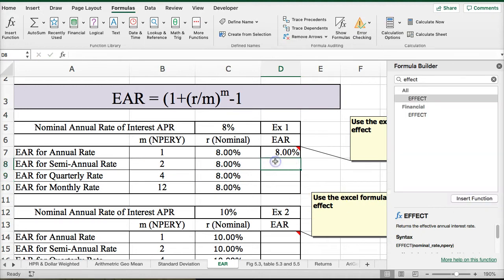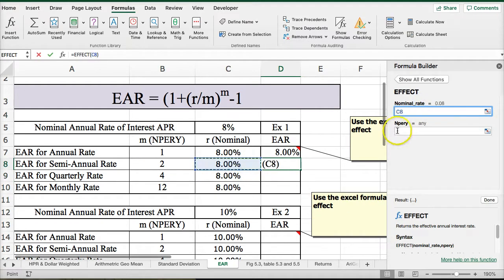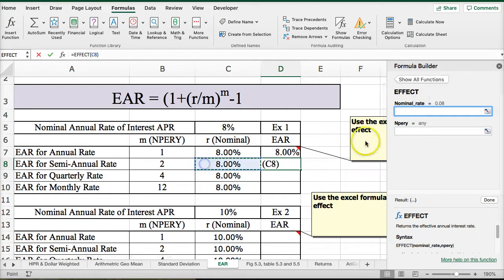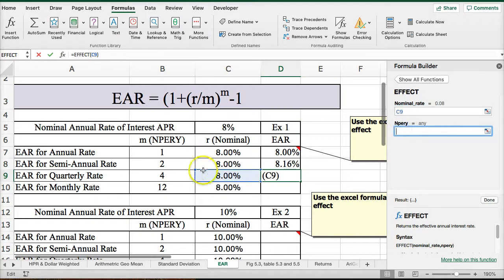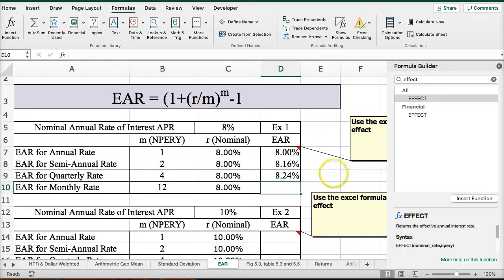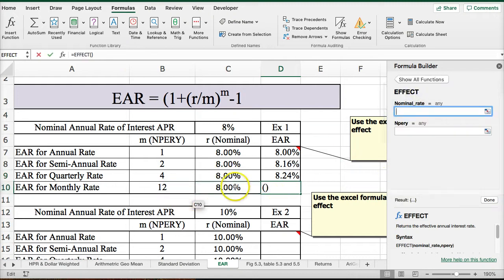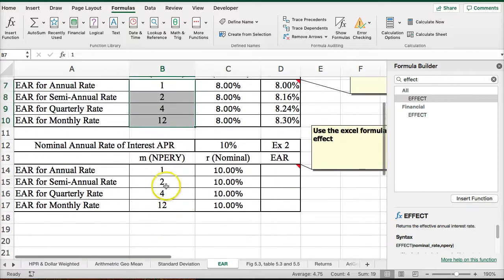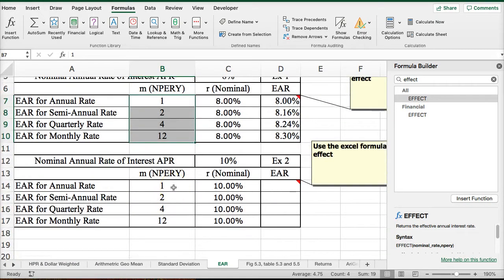Oops, put that in the wrong cell. Hold on. So doing this for each of them, you can see how the effective annual rate increases with the compounding. Now you try it on this second example. Pause the video and try it, and then restart the video.